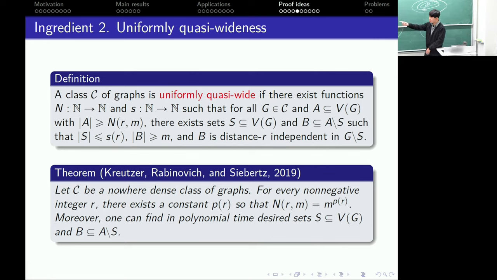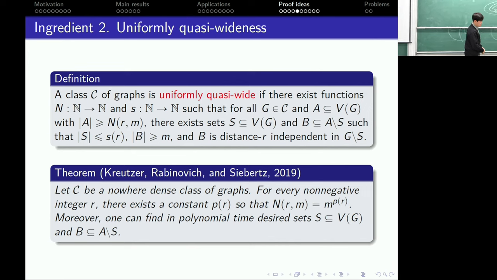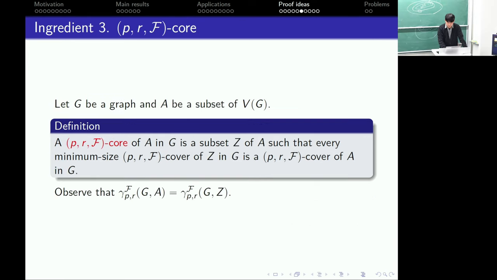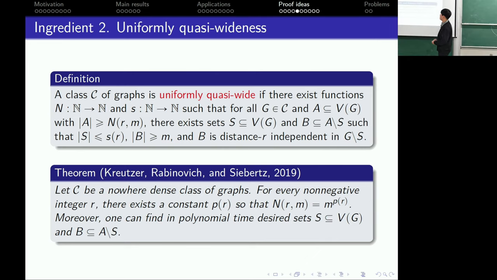And Kreutzer et al. showed that we can find such B and such S in polynomial time. Can you go back? Polynomial time, where there must be running time depending on c, right? Yes, but it is polynomial for every fixed c. And they also showed that this function N is polynomial in n, where the exponent depends on r.